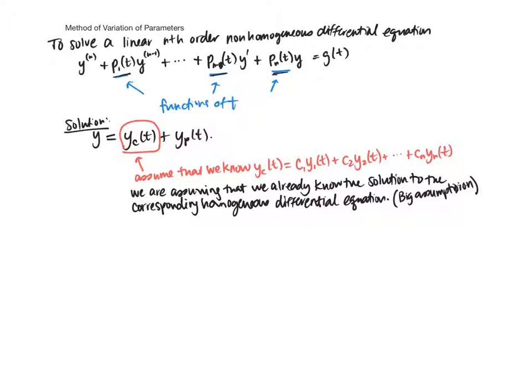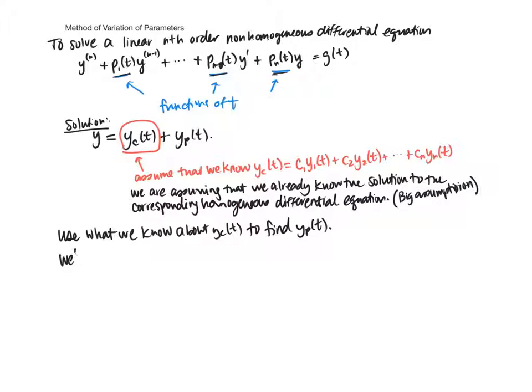So basically, the method of variation of parameters, we're going to use what we know about yc of t to find yp of t. Okay, so that's the method of variation of parameters. And the solution here is going to depend on something that we called the Wronskian, which we did before.